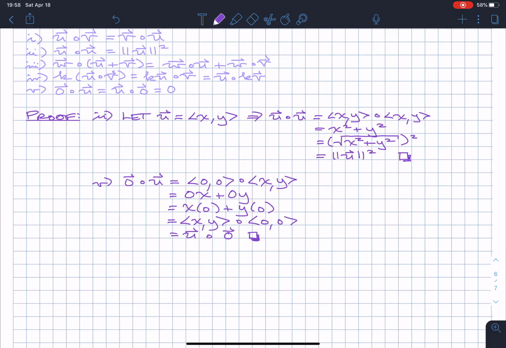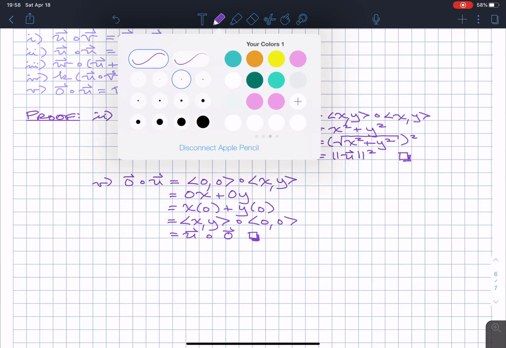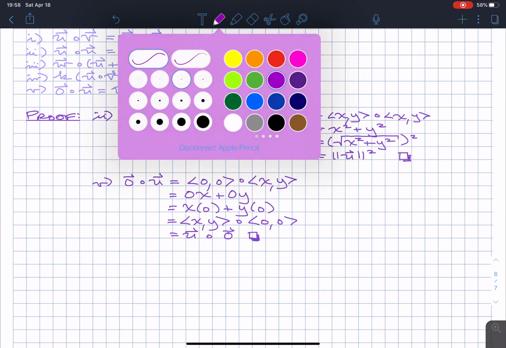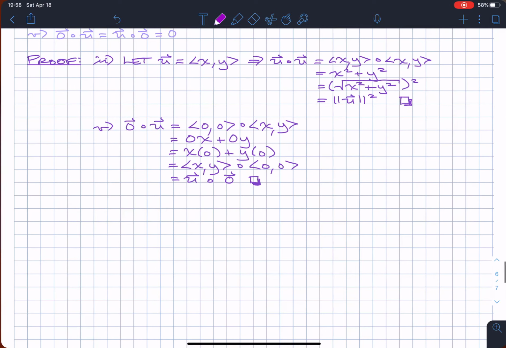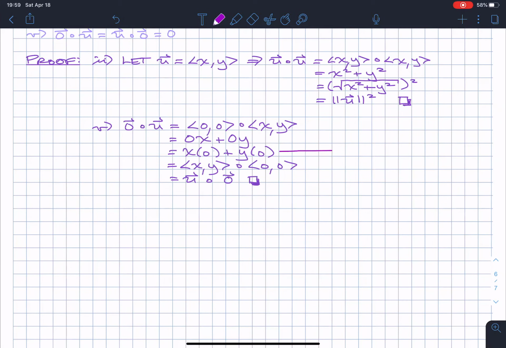Now I want to prove the second part. So let's go on to darker purple. Now I want to prove that u dot the 0 vector is a 0 scalar. Well, if I go on from here, do you agree that 0 times anything is 0? So it is 0 as a real number, so check mark. So they're kind of simple, but very profound.